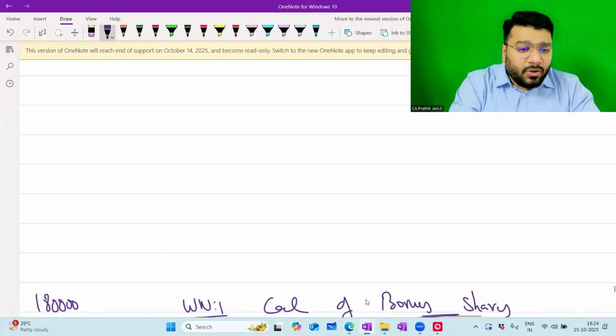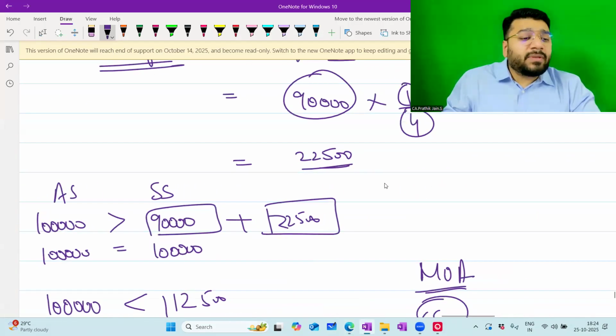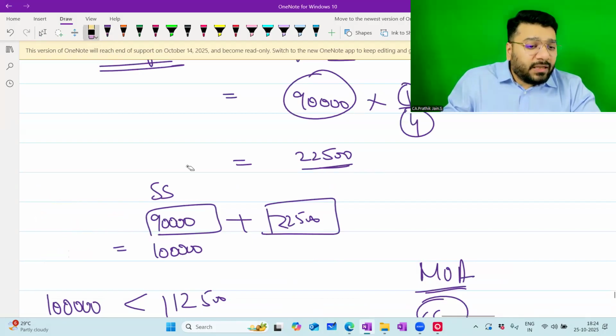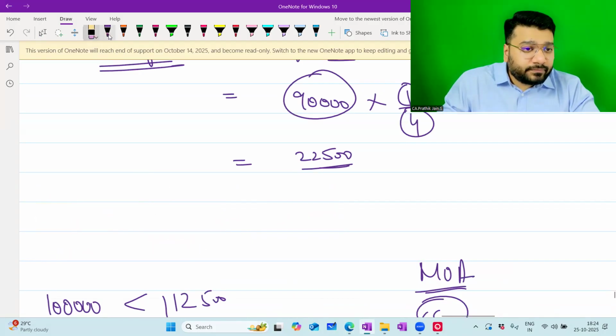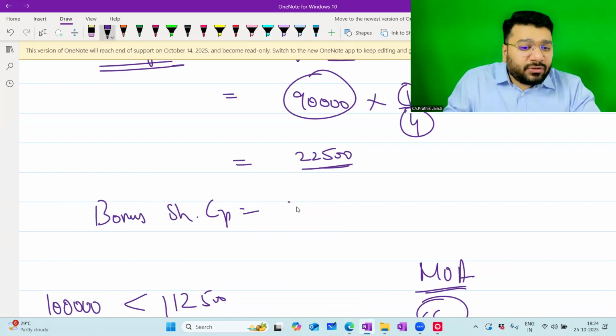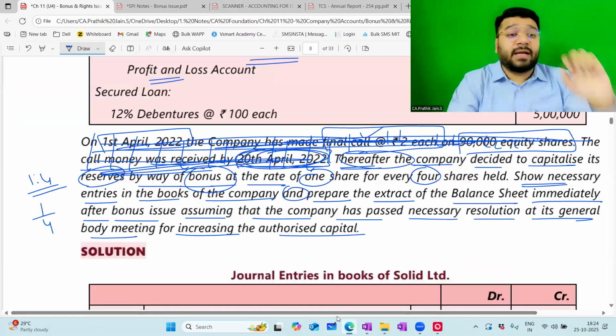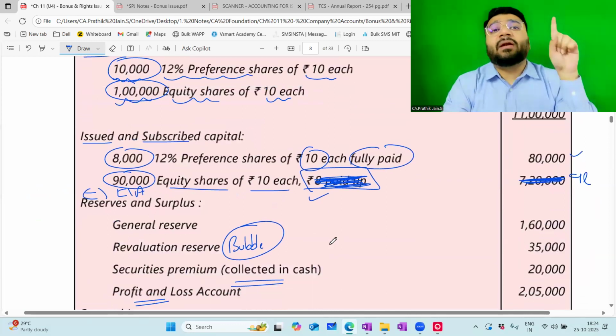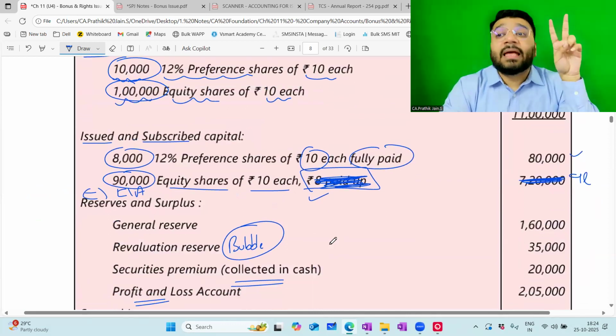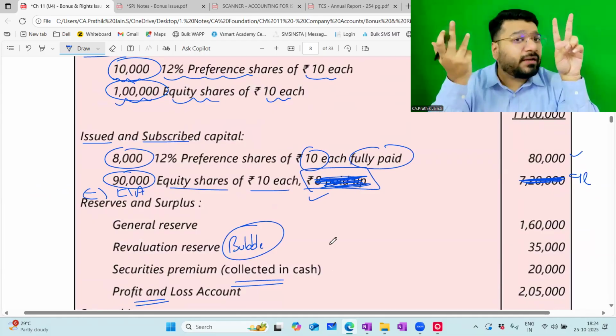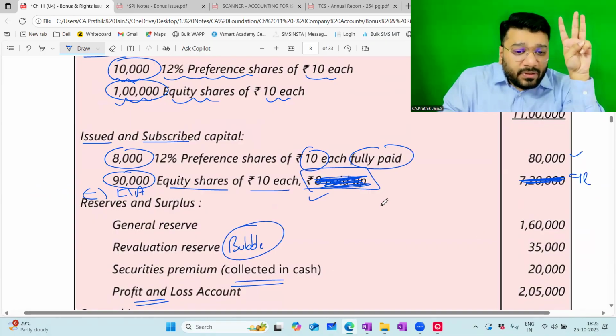Now please tell me, bonus shares is 22,500. How much is bonus capital? In terms of capital, how much? Bonus share capital, how much? 22,500 into 10. 2,25,000. Now this I will take in a proper order. What is the first item that I'm supposed to take? Generally, capital redemption reserve. Is it there? Not there. Next item, capital reserve in cash for listed company. For unlisted company, anything is okay. Is it there? Not there. The third item is security premium. So 2,25,000 I want. In that premium collected in cash is 20,000.